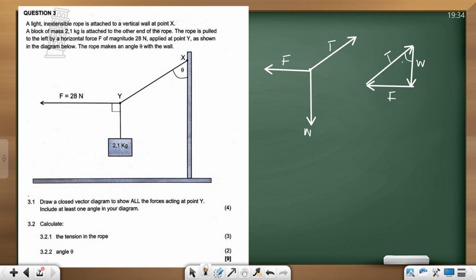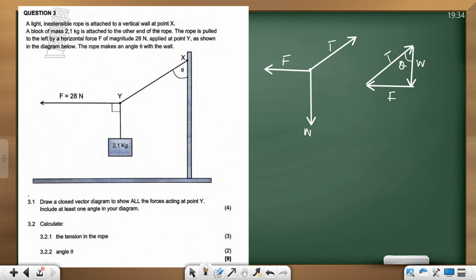And this angle is theta. 4 marks. 4 marks done. Did that make sense to you? So make sure the diagram, the lines are facing where they were originally facing, and play around until you get a triangle.